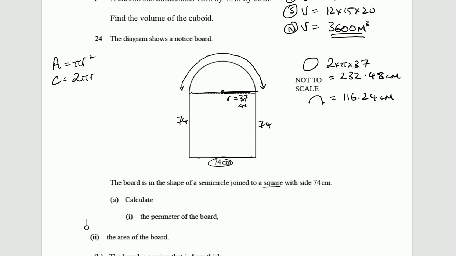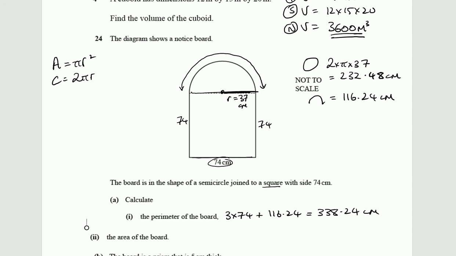centimeters. So for the perimeter, I've got 74 3 times. Let's write that as 3 times 74. Add on that semicircular arc, 116.24, and we can get ourselves an answer. So altogether I'm getting 338.24. And that's in centimeters.